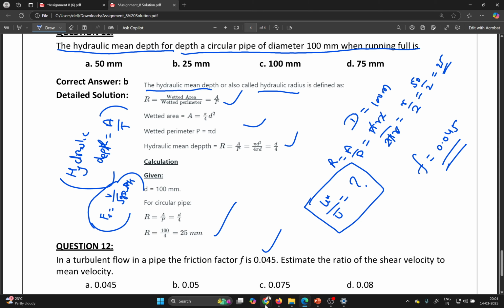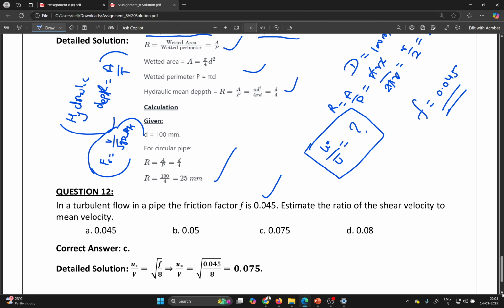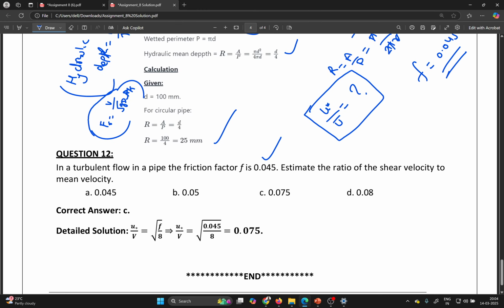Okay. So for question number 12, let me just show you the answer. Here the formula is this one: u star by u average is root of f by 8. By using it you can calculate, and the answer will be 0.75075. So option C will be correct for question number 12.